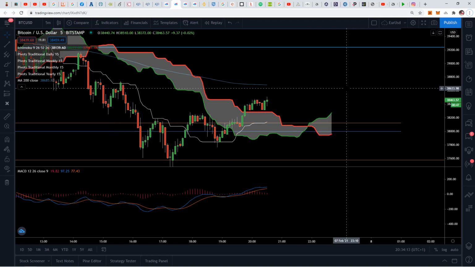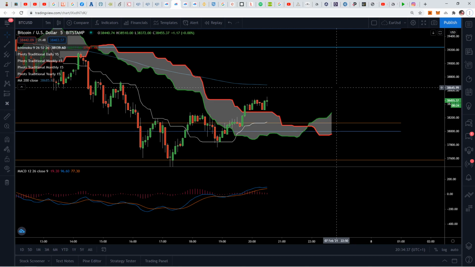Today it's 7th of February 2021, and let's have a look at Bitcoin. Bitcoin has been in a retracement for a few days. It's come down a little bit, 2,000 something from the $40,000 level.